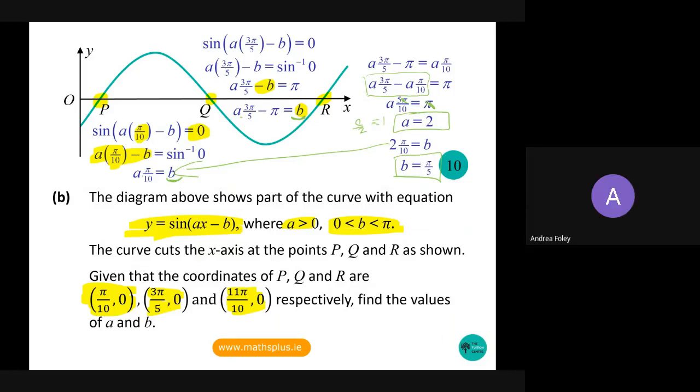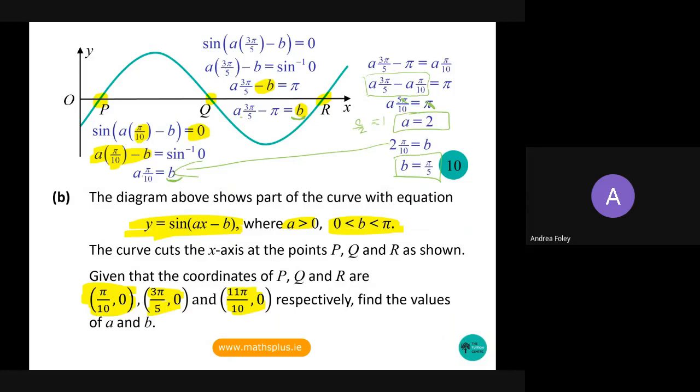So for low partial credit there for the 4 marks, we're looking for any step in the right direction to solving this. So if you had written your sine of A pi over 10 minus B equals 0, that would be a step in the right direction. So you'd substitute in the coordinates correctly. That would be a step in the right direction. If you had got as far as having one of the equations, so A times pi over 10 is equal to B, that is still low partial credit. It's still a step in the right direction. So there's lots of places you might get this here.